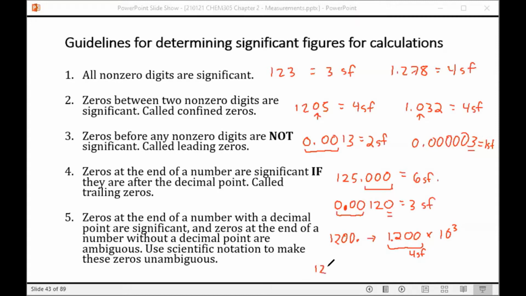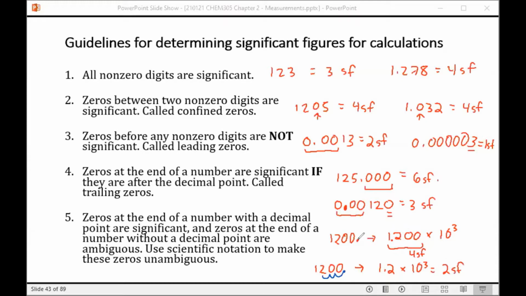But if we wrote 1200 with no decimal point in scientific notation, we have to imagine that it's there in order to move it into scientific notation. We imagine that it's there just to get the number in scientific notation. But when we write it in scientific notation, it's written as 1.2 times 10 to the third. And that has 2 sig figs.